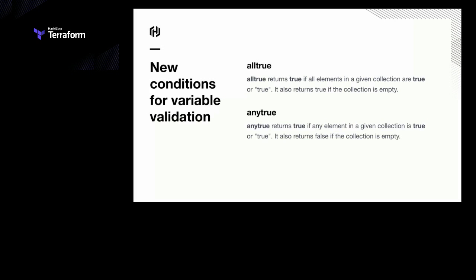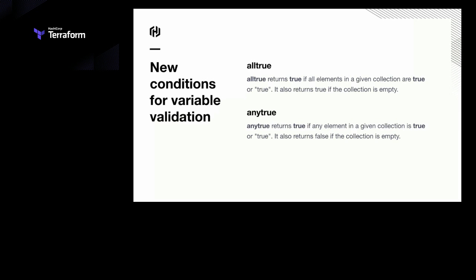We're also bringing new conditions for variable validation. The experimental variable validation that came out late in the 0.12 lifecycle and made its way into 0.13 as production ready was, I think, one of the most surprising features for me as the product manager to see the community just explode with needs and wants around this feature. And we wanted to make sure that we were evolving it, if slowly, but continuing to evolve it so that you knew it was important to us.